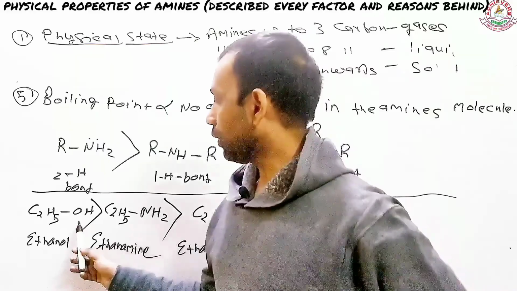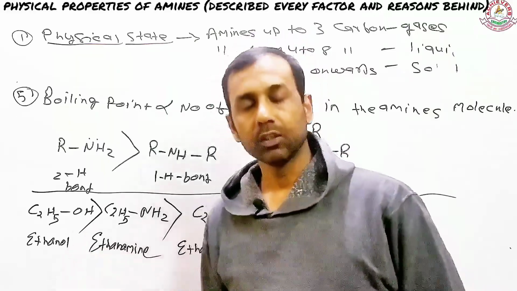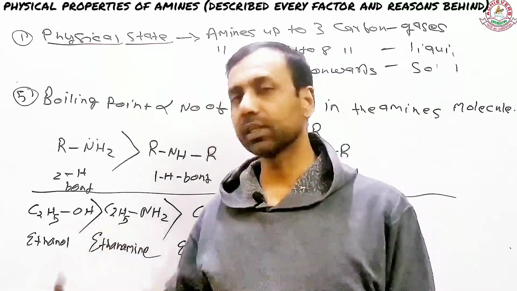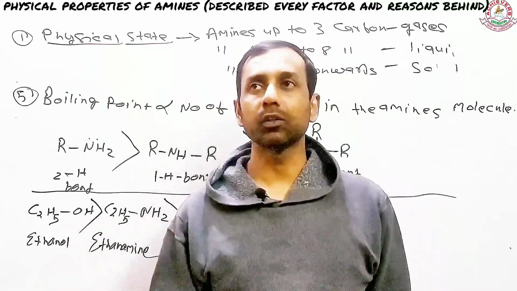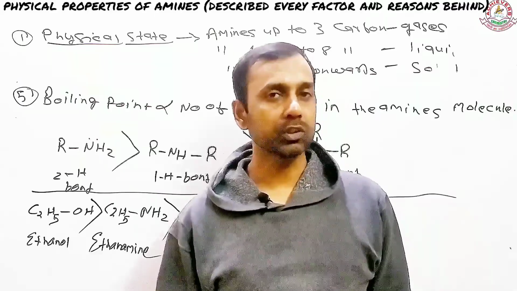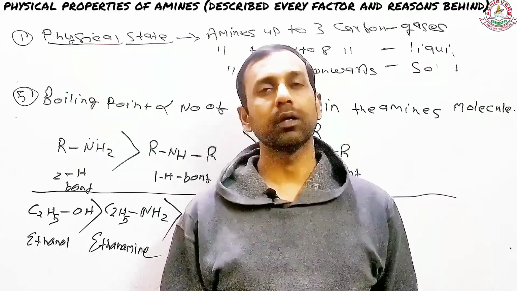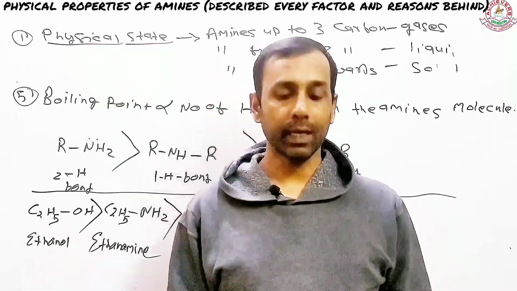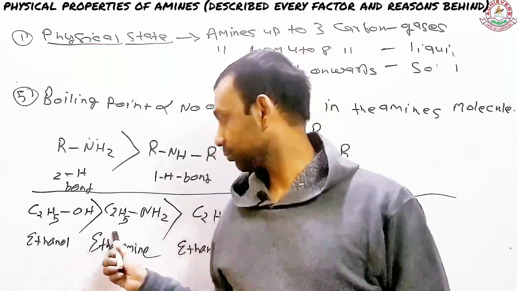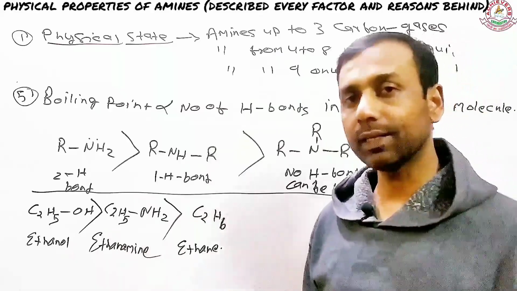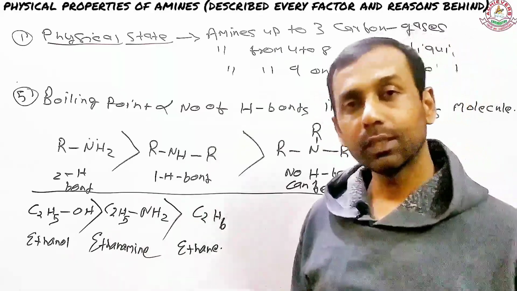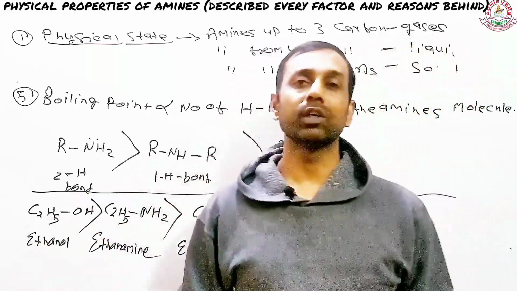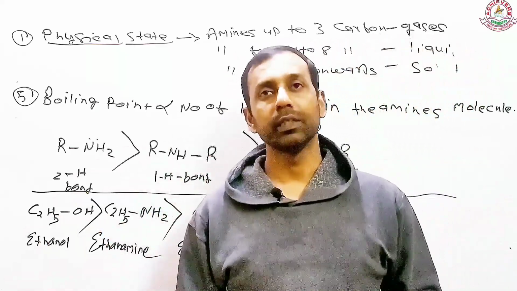You do know that oxygen has more electronegativity. Because of its higher electronegativity compared to nitrogen, the hydrogen bond strength will be much stronger, and therefore the bond enthalpy is going to be higher, and hence ethanol will have the highest boiling point, ethanamine would be slightly less, and finally ethane would be the absolute least. So these are some of the factors I wanted to take you through in the physical properties.